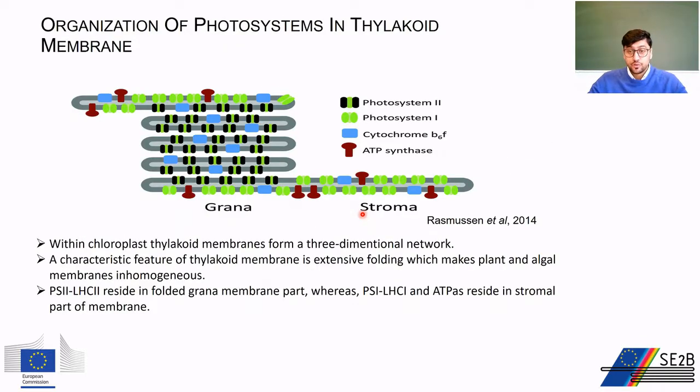Now about the organization of photosystems in the thylakoid membrane. In this picture, you can see the organization of photosystem 2, photosystem 1, cytochrome b6f, and ATPase in the thylakoid membrane. You can see that photosystem 2 is mainly arranged in the folded part of the thylakoid membrane, whereas photosystem 1 is mainly in the stromal part of the thylakoid membrane, in addition to ATPase and cytochrome b6f, which are randomly distributed all around in the thylakoid membrane.